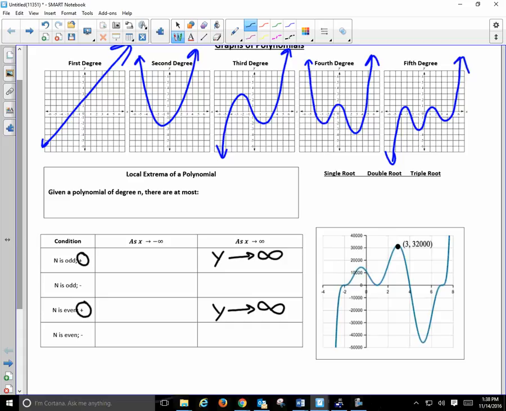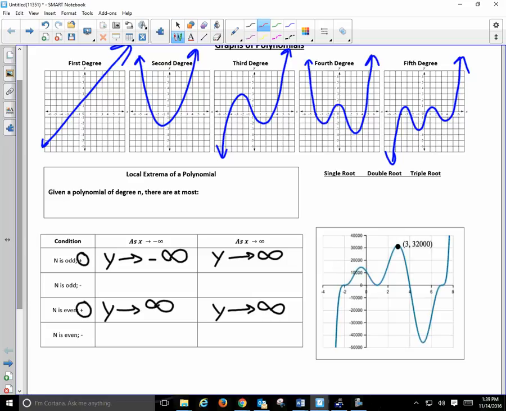If you take a negative 5 to an odd power, will we come up with a positive or a negative? A negative. So therefore, where they start, as x goes towards negative infinity, y would go towards, in this case, negative infinity. If it's odd, it would go towards positive infinity if it was even.